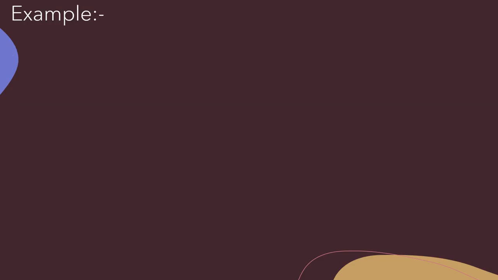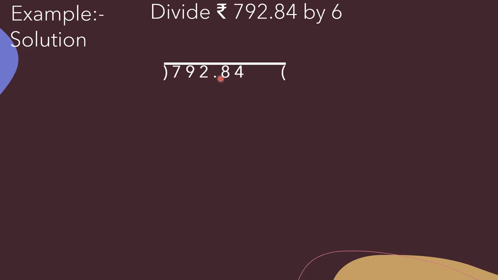Now beta, we will do one example of division sums of money. Here it is given: divide rupees 792.84 by 6. Here 792.84 is the dividend and 6 is the divisor. So here we will write the dividend, and we will write rupees and paise, because in this amount 792 is rupees and 84 is paise. Here we will divide it by 6, so at the divisor's place we will write 6.